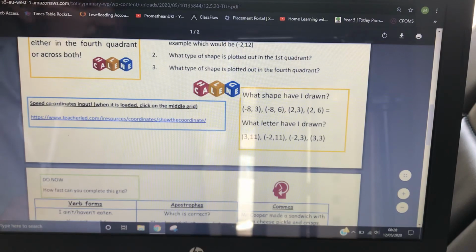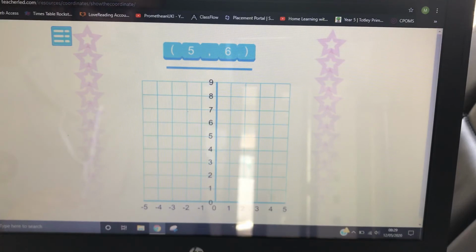Same as yesterday, but if I just click on it quickly, today I want you to have a go on that middle one. So you can have a little practice doing this.